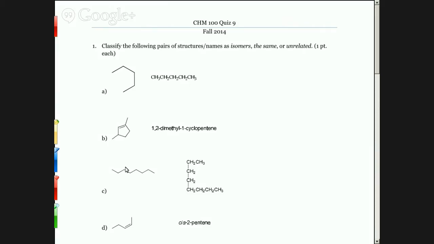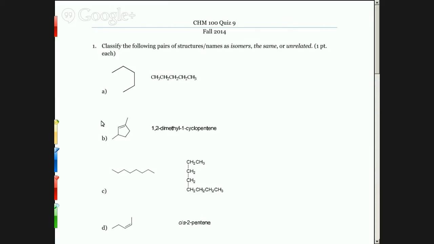And that means, so the technique to this, there's really 2 ways that people usually do it that's successful. One is to be good enough and confident enough at naming these structures that you can come up with a name for each one. If the names are the same, you know they're the same. If the names are different, but the formulas are the same, you know they're isomers. And if the names are different, formulas are different, then they're unrelated. So that's one way to do it.